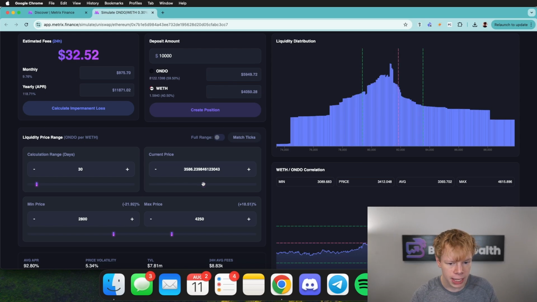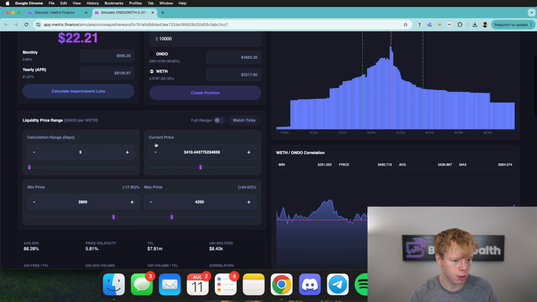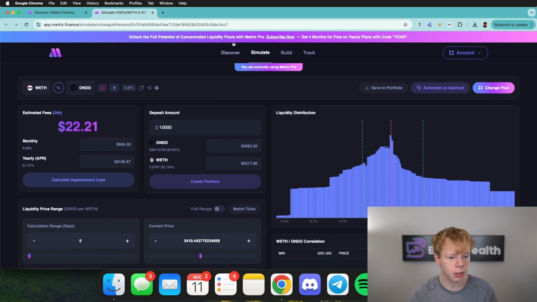We'll drag that up to the peak of liquidity distribution, which is roughly 85% APR. Not too bad. And then we're going to go ahead and look at a calculation range of 5 days. That's an 80% APR. Let's save it to the portfolio.